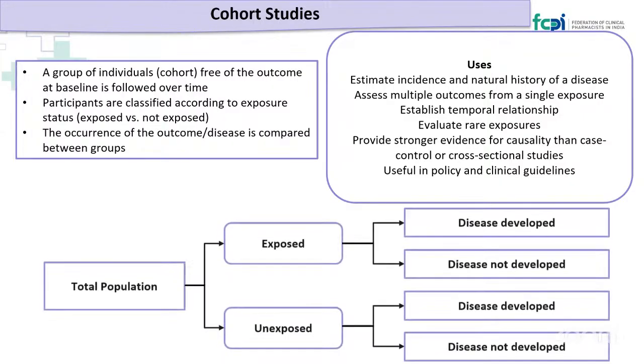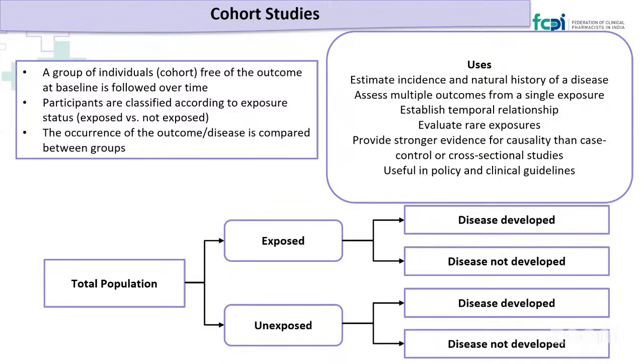So this is the flow of a cohort study which is conducted. At baseline, we will collect the data from the whole population and will divide the group into exposed and unexposed groups. After that, we will follow the whole group of patients for a particular time frame, and will see if the disease has developed or not.